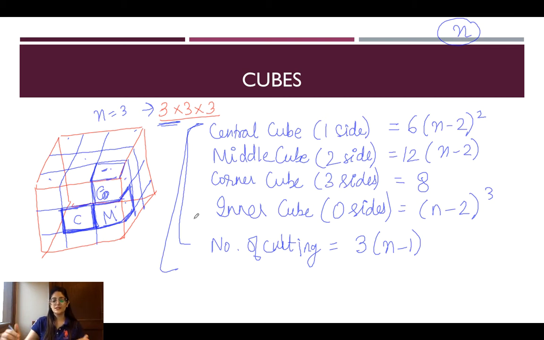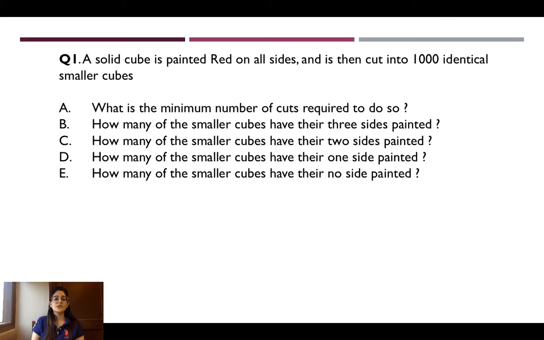Okay, so let's use these formulae and try and solve a very simple question. So the question is that a solid cube is painted red on all the sides and then it is cut into 1000 identical cubes. Now then there are certain questions here. So first of all, whenever there is a cube-related question, it will be very easy to identify because whatever the number of cubes is, it will be a cube of some number. So make sure that you know all the cubes up until 10 or 12, the cubes of all the numbers.